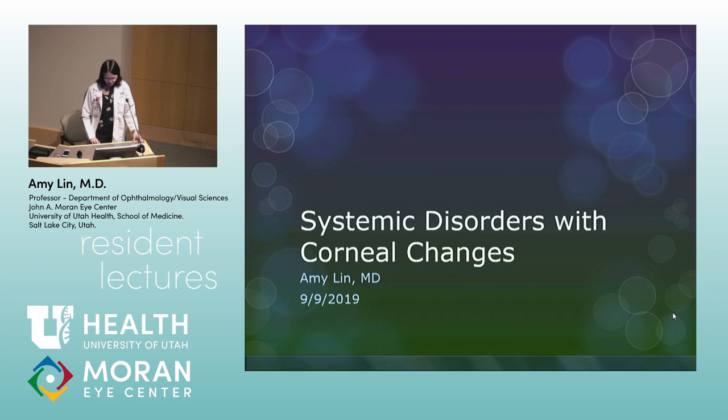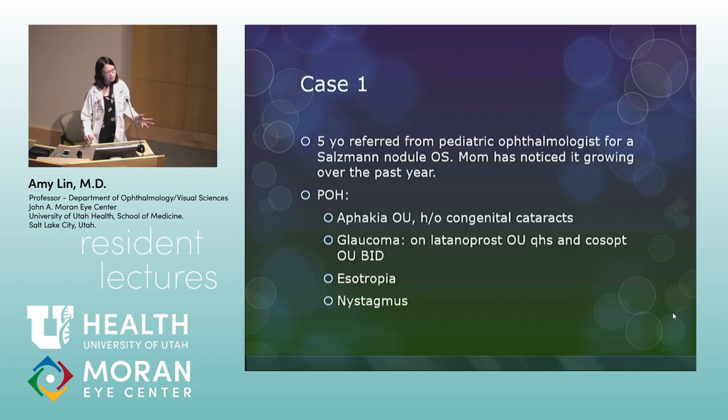Okay, so these are cases that I've encountered over the past probably few years here. So this is the first one. This is a five-year-old referred from Dr. Hoffman for a Salzmann nodule on the left eye. The mom has been noticing it growing over the past year. And he's got a pretty extensive past ocular history. He is aphakic in both eyes, had congenital cataracts. He also has glaucoma. He's on latanoprost and Cosopt. He has esotropia and he has nystagmus.